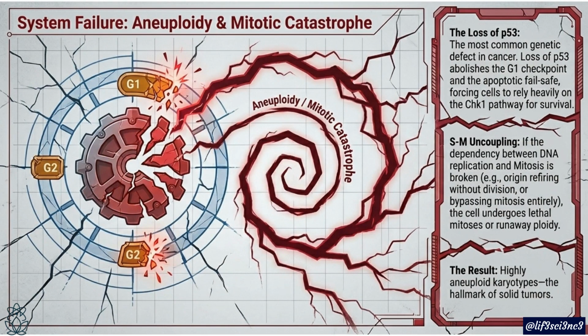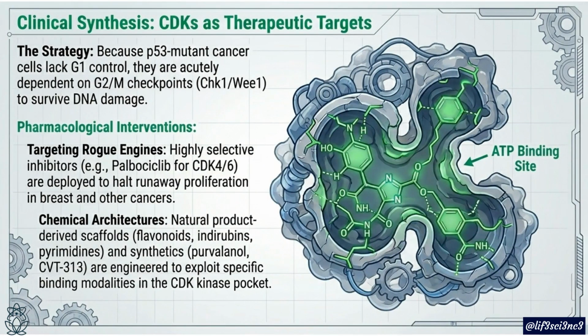System failure, often due to the loss of P53, abolishes the G1 checkpoint. This forces cells to rely on other pathways and can lead to uncoupling between DNA replication and mitosis, resulting in aneuploidy and mitotic catastrophe. CDKs are crucial therapeutic targets in cancer.